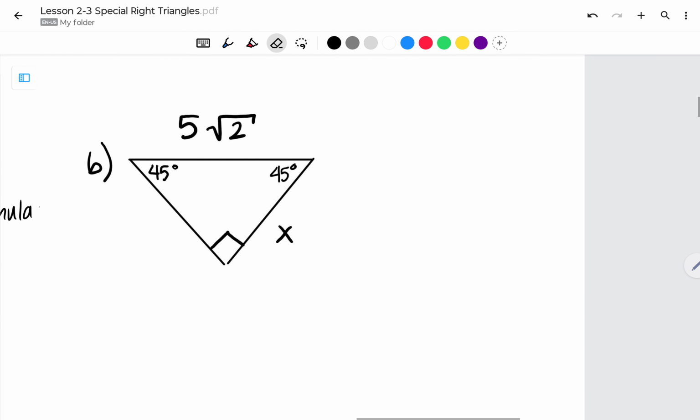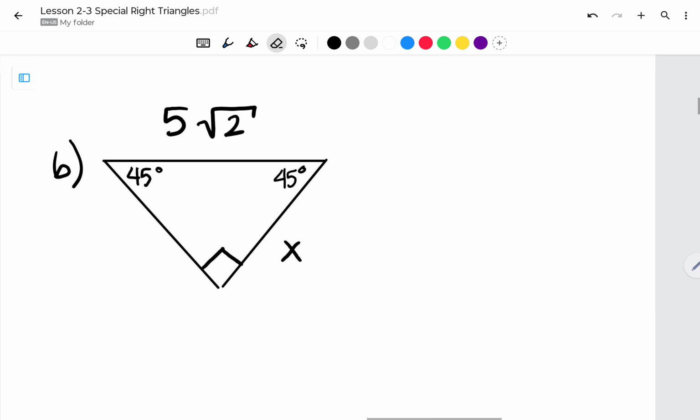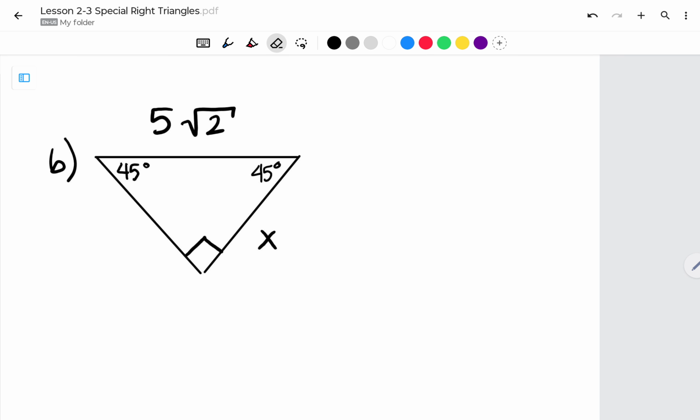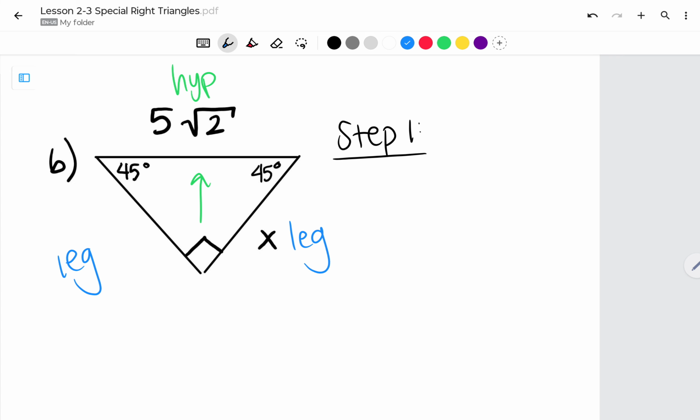What about this question? We're going to go ahead and label our sides first. Step 1. I'm not going to write the step every time. I'm just going to say step 1, label the sides. Hypotenuse. This is your leg. This is your leg. Right? If this is x, this side is x as well. Cool. Let's move on. Step 2.